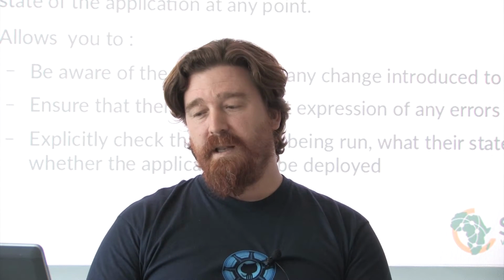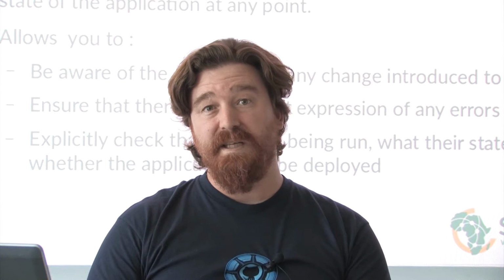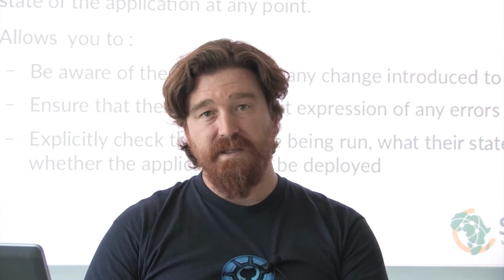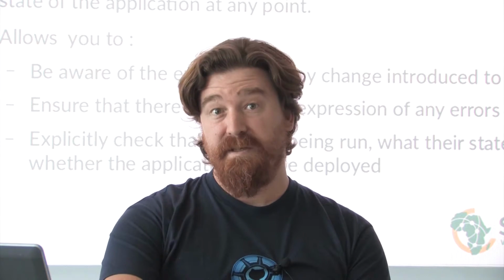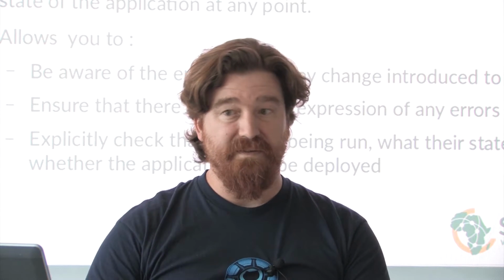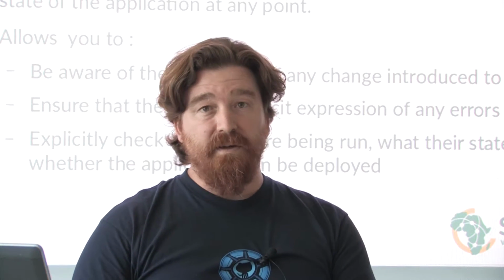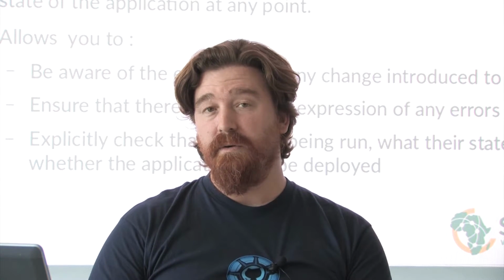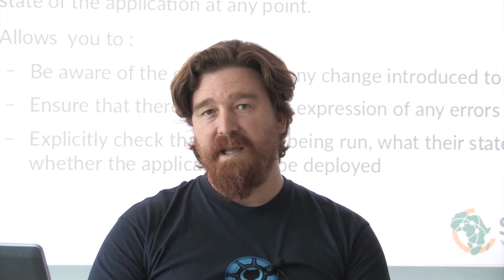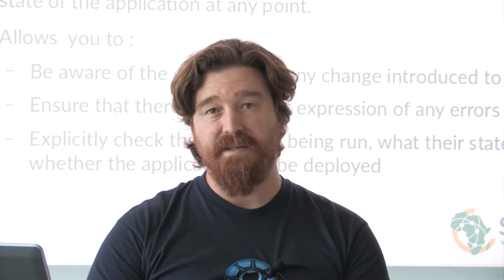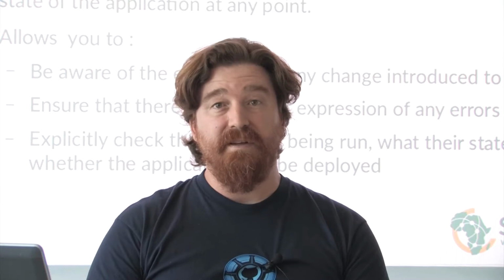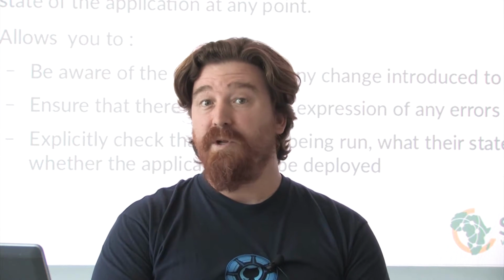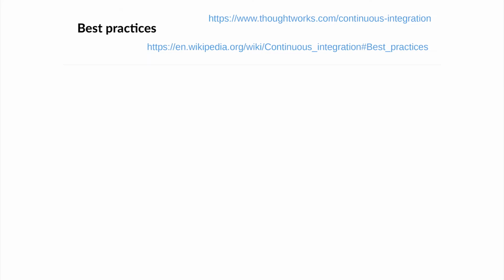Continuous integration also allows you to ensure that there is an explicit expression of any errors that arrive. So a change in a code base will be directly linked to a particular error or positive state, depending. And continuous integration will also allow you to explicitly run those checks which you define to check whether your application is sane, if it's passing sanity checks, if it's passing functional checks, and if it will run in lots of different environments which you may expect it to run in.